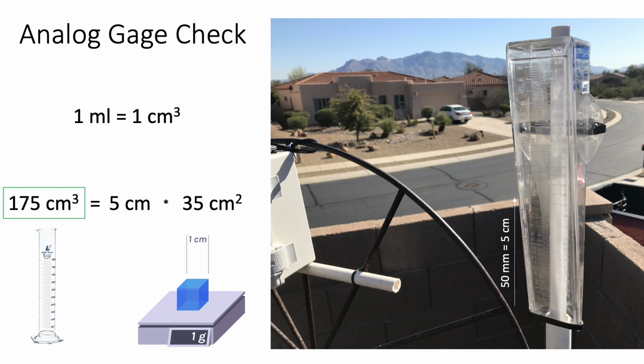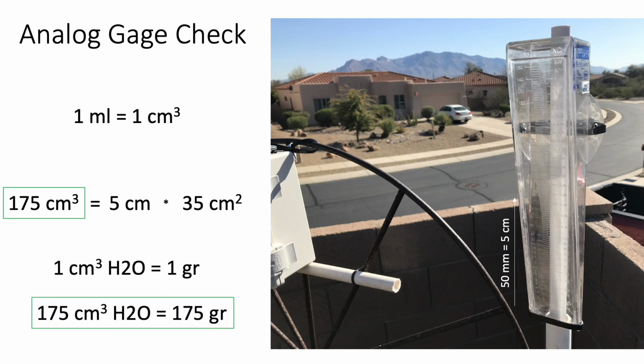Given that the weight of 1 cubic centimeter of water is 1 gram, I know that my target 175 cubic centimeters of water will weigh 175 grams. So if I weigh 175 grams as determined by my scale, and then introduce that mass into my gauge, it should report 5 centimeters of depth, assuming my approach is valid. So let's give it a shot.